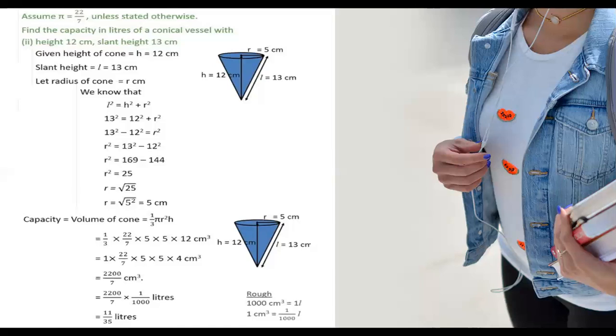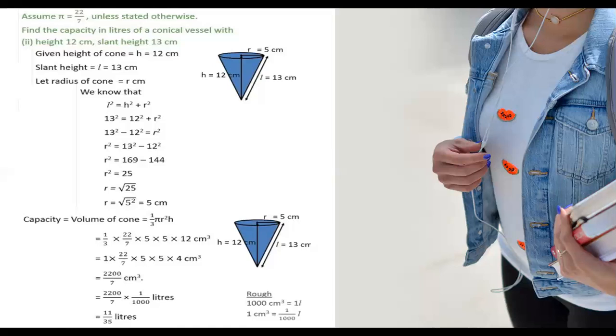So now let us first find the radius. We know that l square is equal to h square plus r square. That is, 13 square is equal to 12 square plus r square. By solving it, we get r square is equal to 25. Therefore, r is root of 25, which is 5 centimeters. And we know that capacity is equal to the volume of the cone, which is 1 by 3 pi r square h. Now substituting the value of pi as 22 by 7 and r as 5 centimeters and h as 12 centimeters, we get 2200 by 7 centimeter cube.